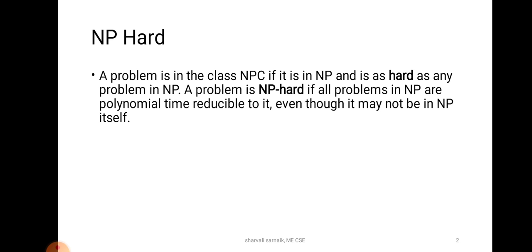A problem that is NP-hard or NP-complete has the property that it can be solved in polynomial time if and only if all other NP-complete problems can be solved in polynomial time. Basically, this is the distinction between the problems that can be solved by a polynomial time algorithm and the problems for which no polynomial time algorithm is known.